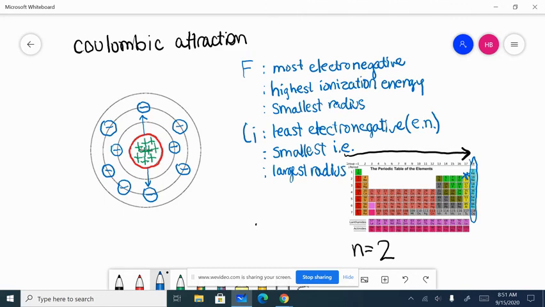So that's Coulombic attraction, and all of the trends as we go across a period or principal energy level or row, all of those trends are caused by Coulombic attraction. If you don't remember Coulombic attraction, you can simplify it for yourself: it is the pull of the protons on the oppositely charged electrons.